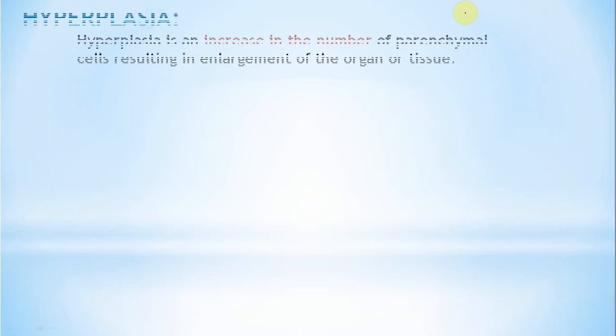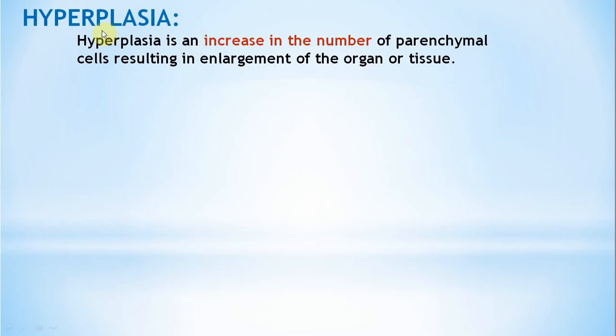Hyperplasia. If we break the word into hyper and plasia, plasia means growth of cells and hyper means increased. In hyperplasia, there is an increase in the number of parenchymal cells resulting in enlargement of the organ or tissue.